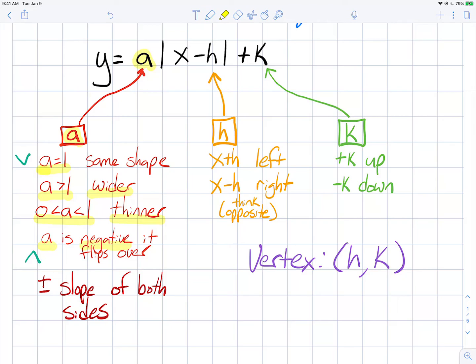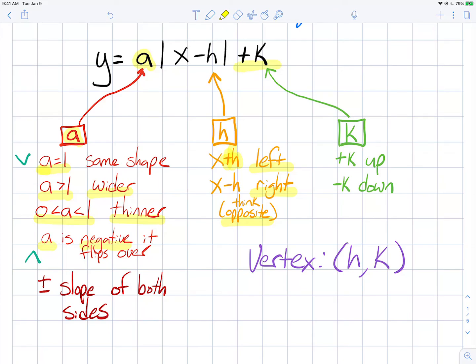The h, which is with your absolute value, with the x, if it says x plus h, it's going to be moving to the left. If it says x minus h, it's going to be moving to the right. So you need to think opposites, because there's already a minus sign there. So when you have two negatives, negative times a negative is a positive, and all of a sudden it says x plus a number, and it's moving to the left. If it says x minus, then it was already a positive h, it's moving to the right.